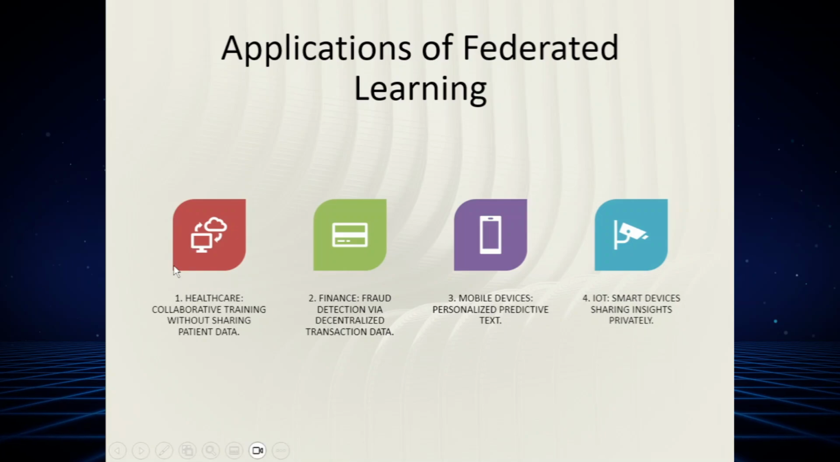2. Finance and fraud detection. Banks can build fraud detection models by training locally on their own transaction data. They then share only the model updates, not the sensitive financial data itself. This allows different financial institutions to collaborate securely and detect fraud more effectively across the industry.